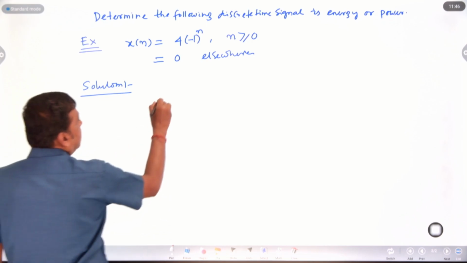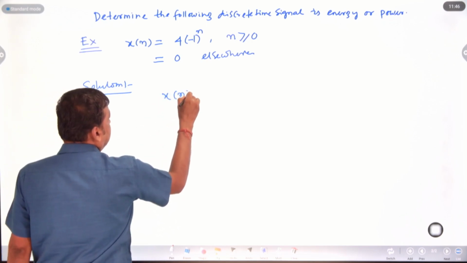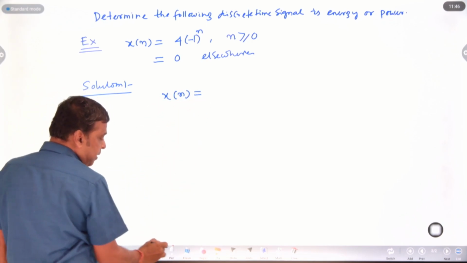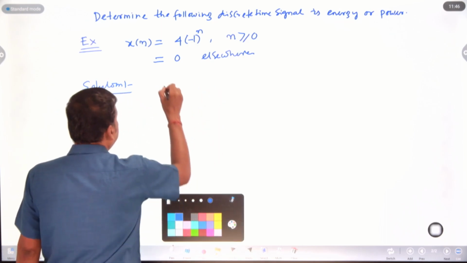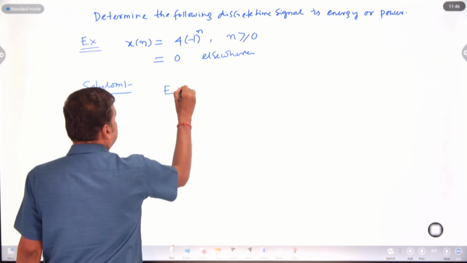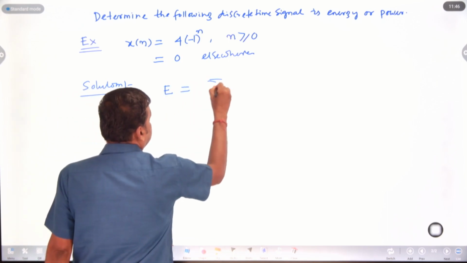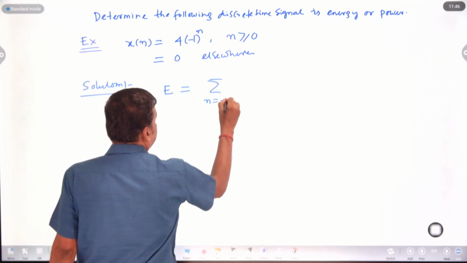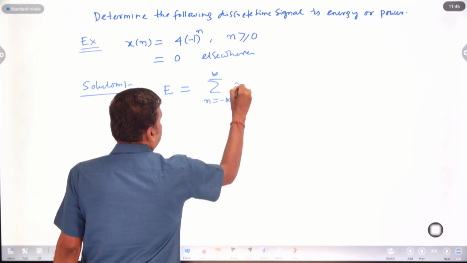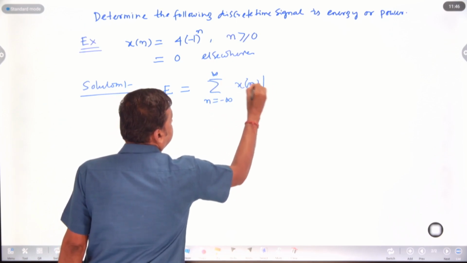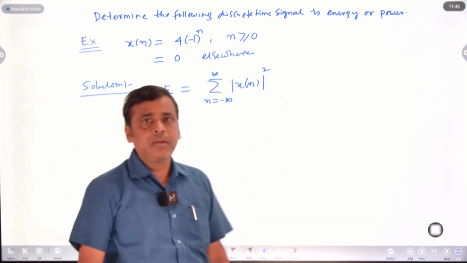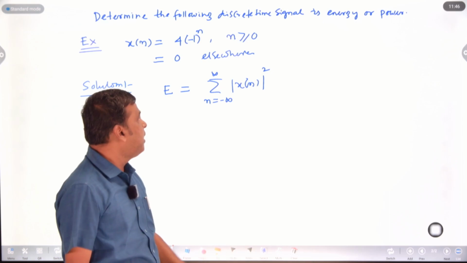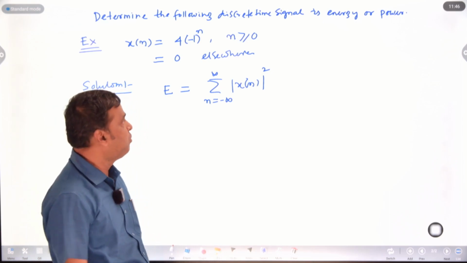As you know, for a discrete time signal x of n, the energy E can be defined as E equal to the sum from n equal to minus infinity to infinity of x of n squared.